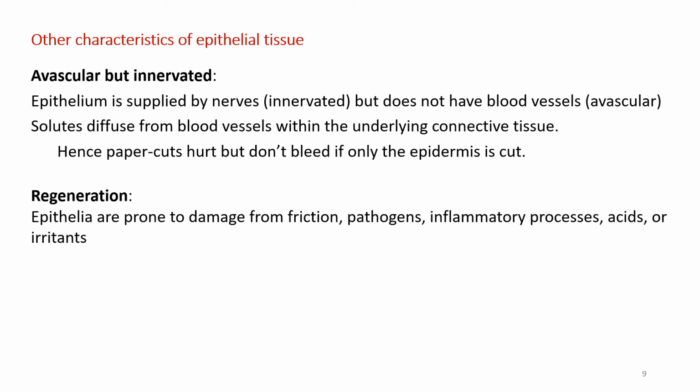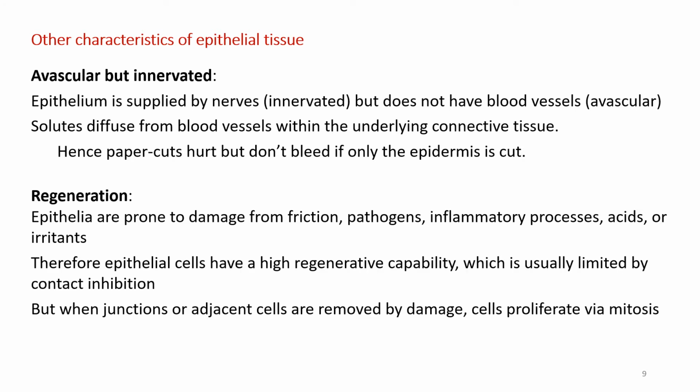Another key characteristic is regeneration. Epithelial tissue regenerates very well. If the cells are damaged, they will proliferate very easily. And this is logical, really, because if you think about it, covering a lining, it's going to be very prone to damage from friction, attack by pathogens, inflammatory processes, acids, irritants, all sorts of things. So if you do damage it, it needs to recover quickly. So it needs to proliferate new cells to fill the gap.